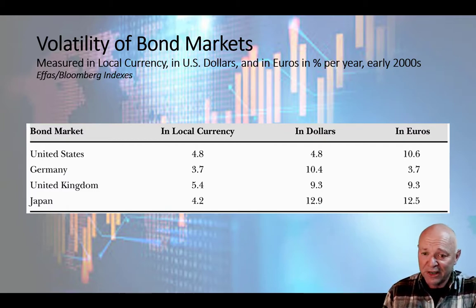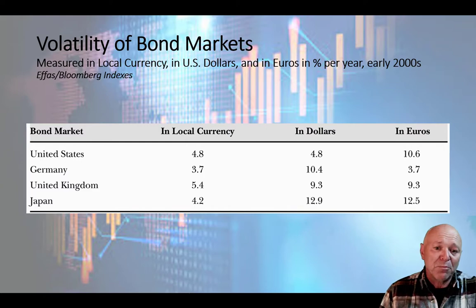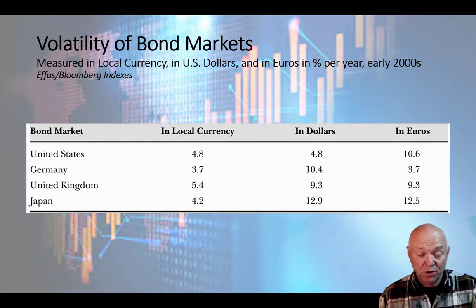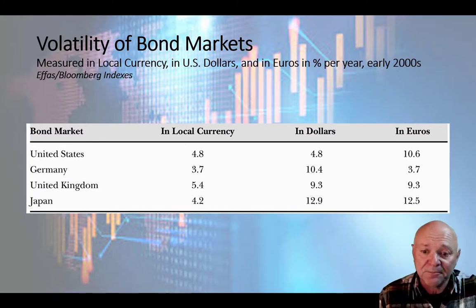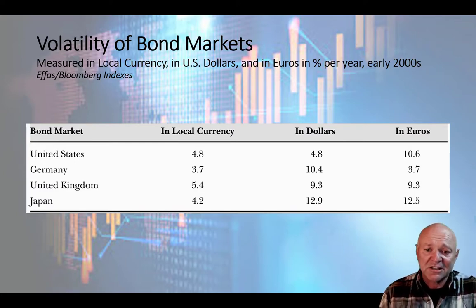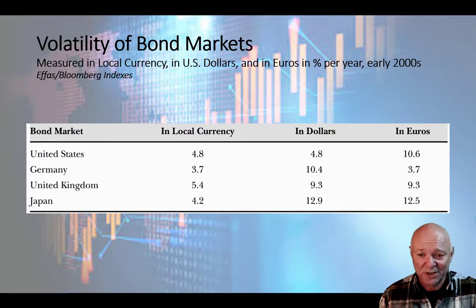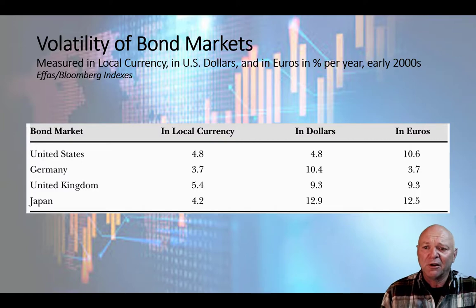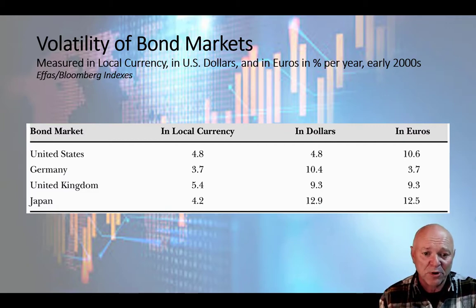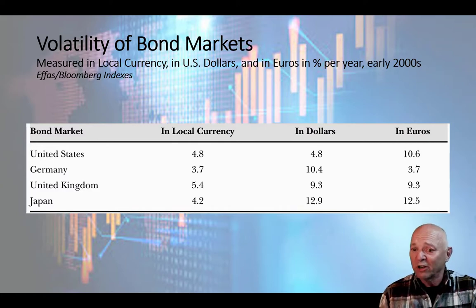For example, here if we have the bond market represented in the United States, Germany, the United Kingdom, and Japan, if you're taking a look at the United States in its local currency, US dollars, it has about a 4% degree of volatility. Germany, in German currency, in euro, is about 3.7, in the United Kingdom in pounds 5.4, and Japan 4.2. Not a lot of difference.